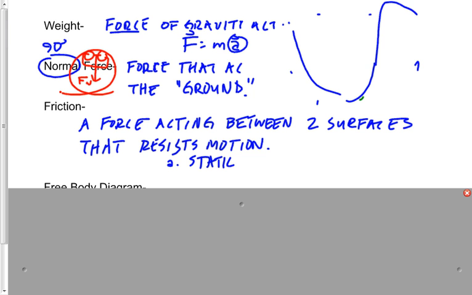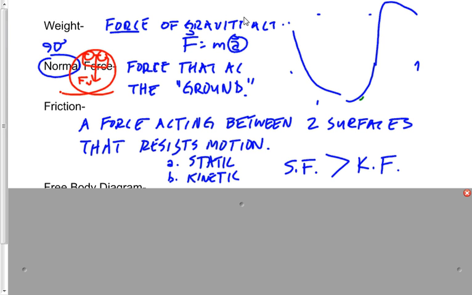The other one is called kinetic friction. Kinetic friction is the force of friction that resists motion of an already moving object. When you're driving your car and you slam on the brakes and you skid on the pavement, kinetic friction is what stops you. It resists the motion of an object that's already moving versus the static friction that was trying to keep it from moving in the first place. Static friction is usually bigger than kinetic friction.